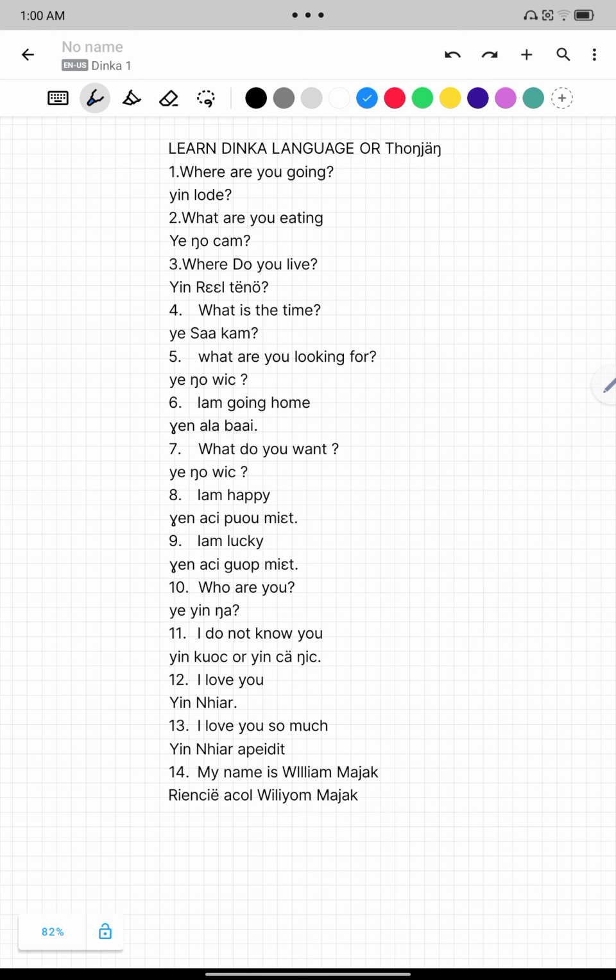So let us begin to learn the Dinka language, or Thongjäng. Number one, where are you going? Where are you going in Dinka? We say in lo da. In Loda, in Dinka.